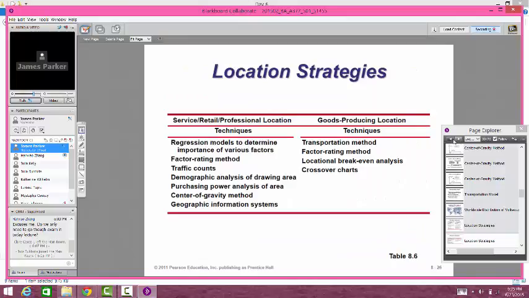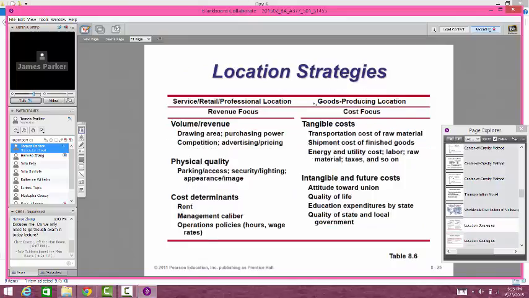Two big things you're going to take off. Let me back up one. Off of location strategy is service, retail, professional are going to be revenue focused, right? Goods producing, cost focused. So the understanding is in service and retail, if you've got the money in the area, it's going to outweigh the cost. Say for example, if you're paying high rent in a mall, that's because that mall's pretty productive. And by the way, your rent is probably some proportion of your sales. So you're happy to pay higher rent because that means your sales are quite high.